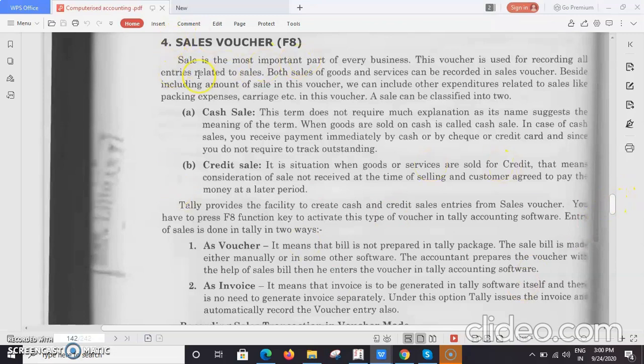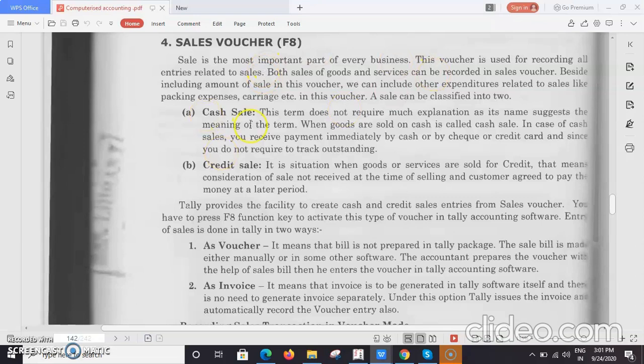So what comes under sales voucher? Sale is the most important part of every business. This voucher is used for recording all entries related to sales. Both sales of goods and services can be recorded in sales voucher. Besides including the amount of sale in this voucher, we can include other expenditures related to sales like package expenses, carriage, etc. A sale can be classified into two. Generally, for recording the sales, here sale of goods and services, both will be recorded in sales voucher.